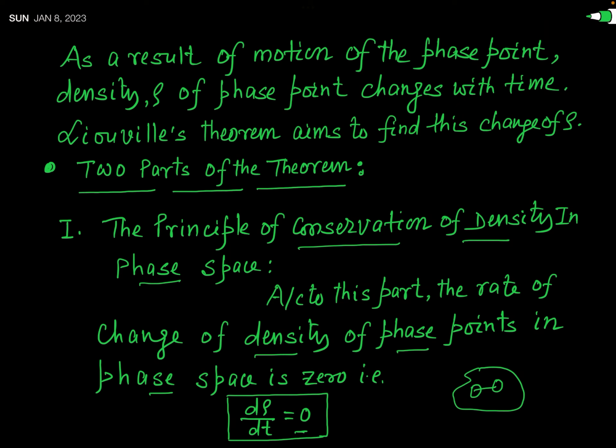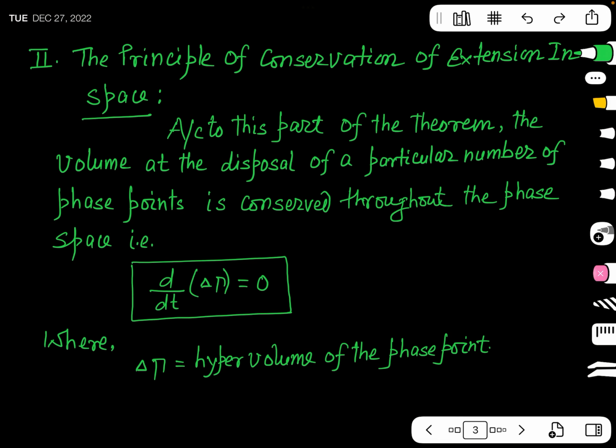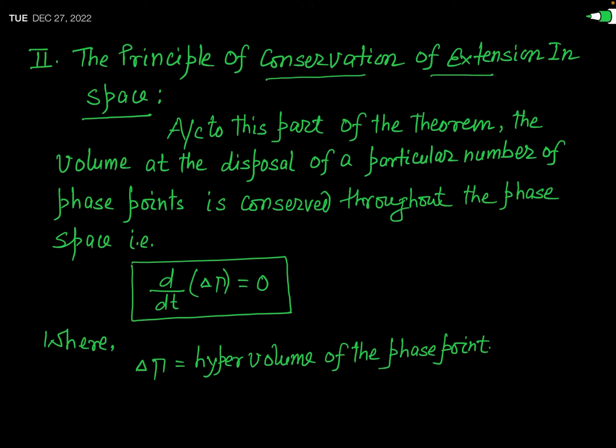Okay. Now, the second part of this theorem is known as the principle of conservation of extension in space. In fact, according to this part of the theorem, the volume at the disposal of a particular number of phase points remains conserved throughout the phase space. It means if you consider that this delta gamma is the hypervolume of the phase points in the phase space, then this hypervolume does not change with time.